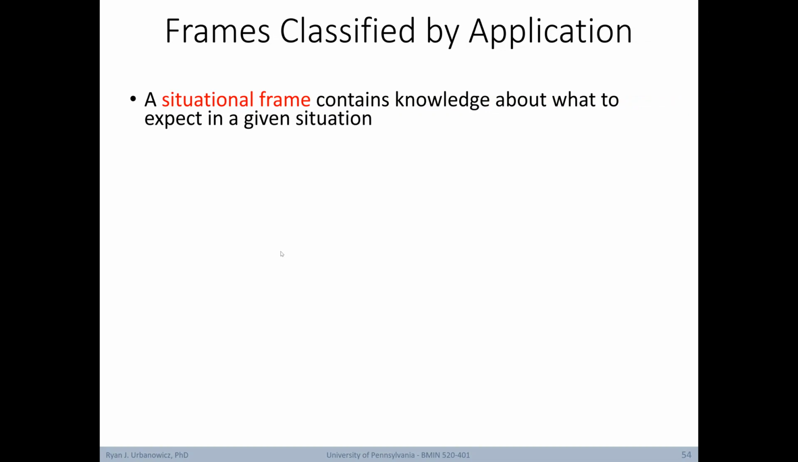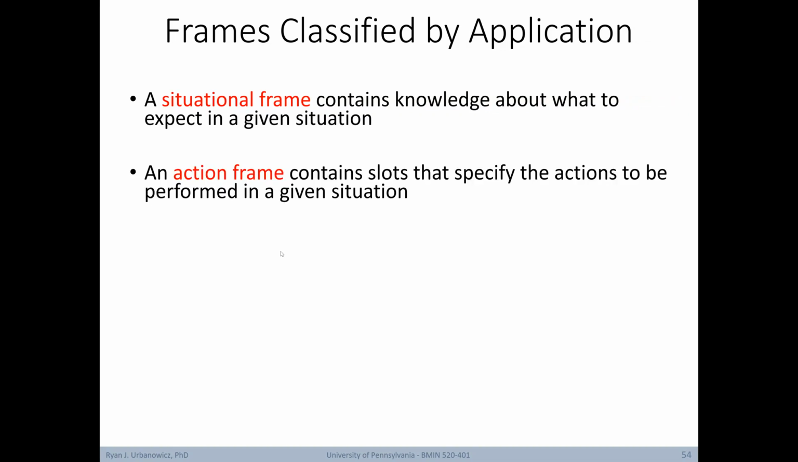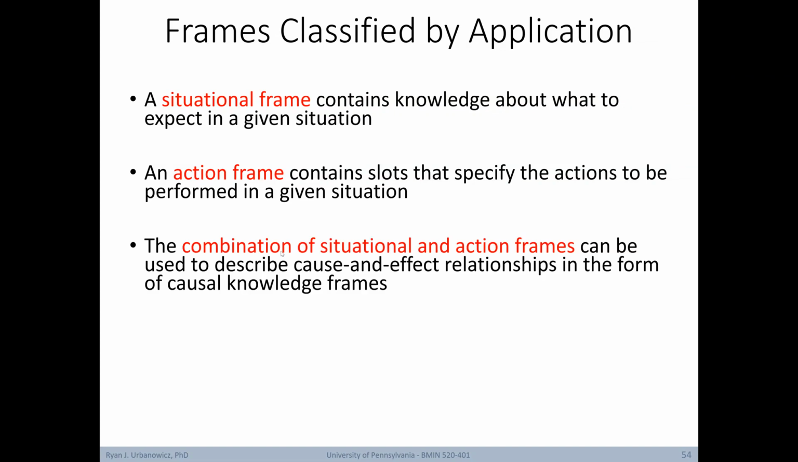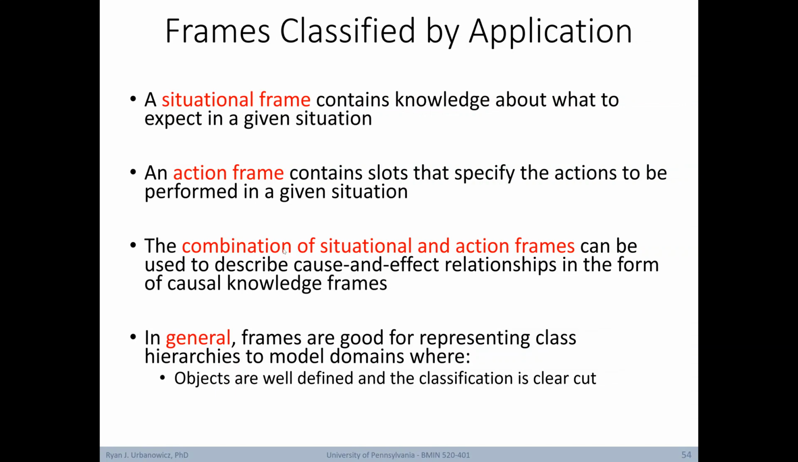A situational frame contains knowledge about what to expect in a given situation. An action frame contains slots that specify the actions to be performed in a given situation. A combination of situational and action frames can be used to describe cause and effect relationships in the form of causal knowledge frames. In general, frames are good for representing class hierarchies, to model domains where objects are well defined and the classification is clear-cut.